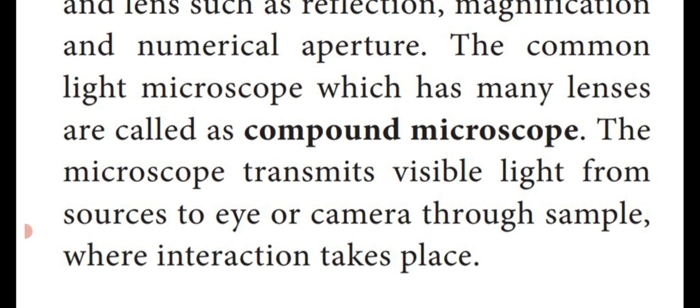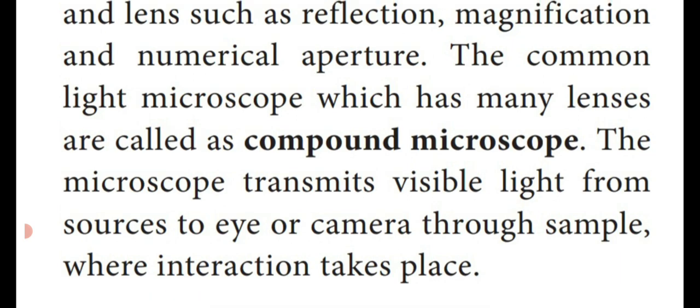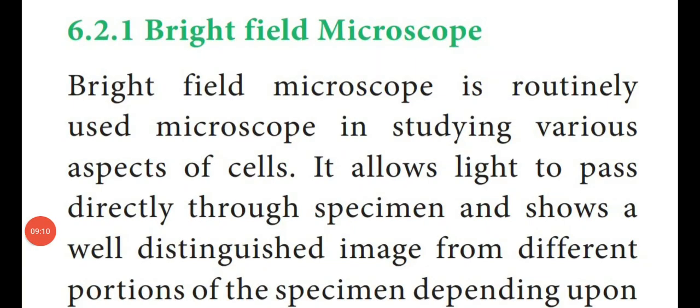So in this compound microscope, the eye lens acts like a camera which sees the objects, and the objective lens magnifies the object which is present under it. So this is said to be the compound microscope. Dear students, the microscope is divided into different types: bright field microscope, dark field microscope, phase contrast microscope, and electron microscope.